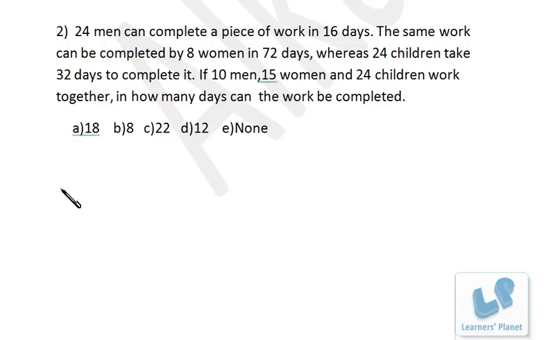One more problem based on time and work, which seems to be a hot topic among students. 24 men can complete a piece of work in 16 days. So that means the work is of 24 into 16 men days. The same work can be completed by 8 women in 72 days. So 8 into 72 women days. And that's equal to 24 children, 32 days. So 24 children, 32 days.